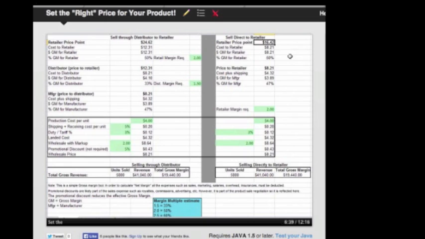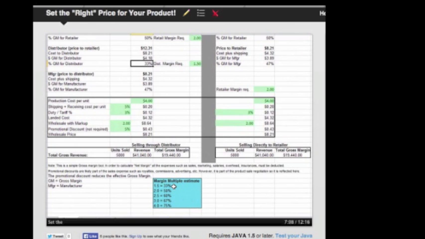Now let's say that we want to add a distributor into the pie, and they need their piece of the pie too. So let's go over here and find our cost to distributor. We're still at $8.21, which is our wholesale price. Now let's just say the distributor wants to make 33%. If you look down again at the margin key down at the bottom, you'll see for 33%, we'll want to put in 1.5 right here, making it 33%.